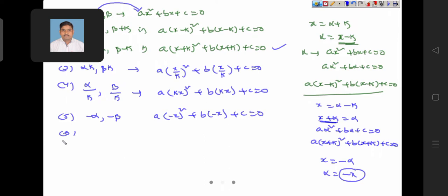And in the same way, find the quadratic equation whose roots are 1 by alpha comma 1 by beta. So 1 by alpha comma 1 by beta means what I said?